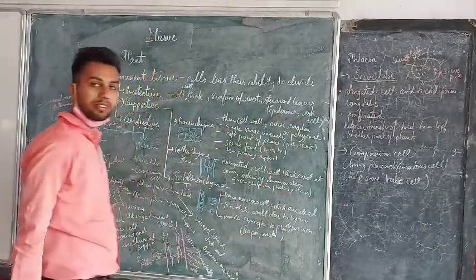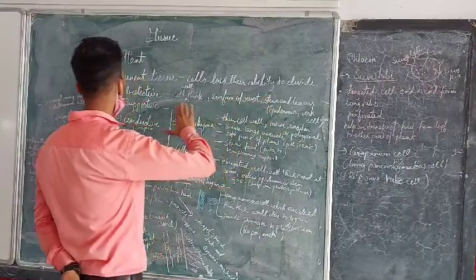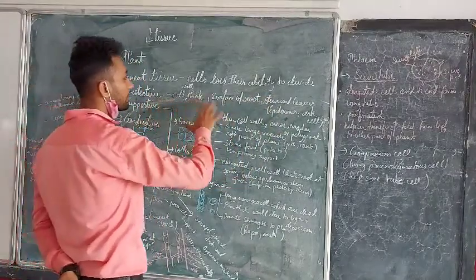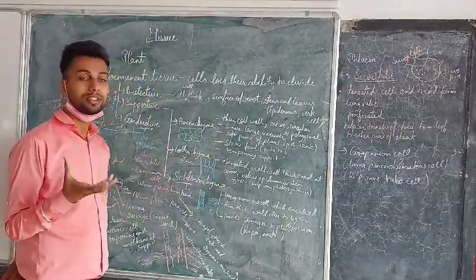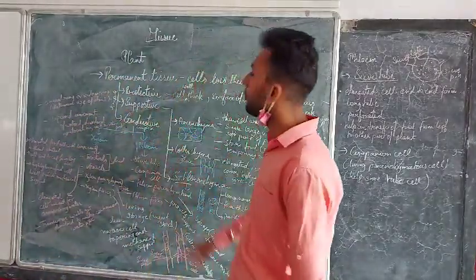Cork cells are also present in the stem and protect the plant from any injury, which is called the protective function. Their cell walls are thick, and due to this they serve a protective function.